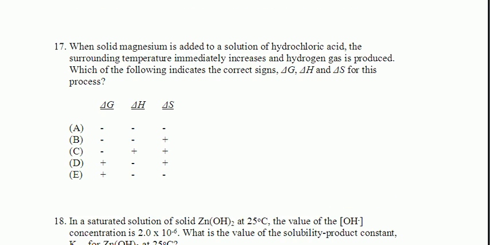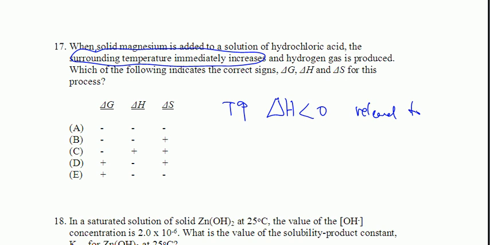When solid magnesium is added to a solution of hydrochloric acid, the surrounding temperature immediately increases. Okay, T goes up in the surroundings. Delta H is less than 0 because heat is released to the surroundings. Delta H is less than 0, so we can get rid of C as a choice.